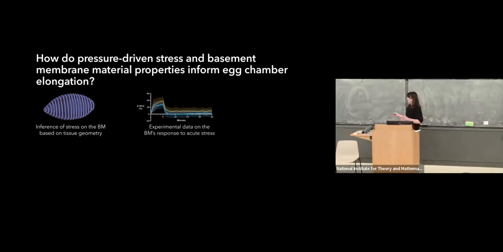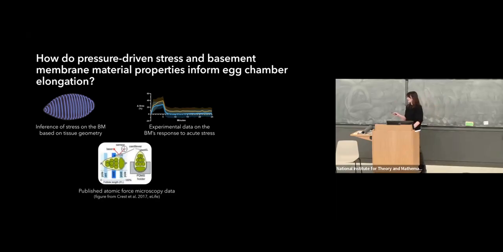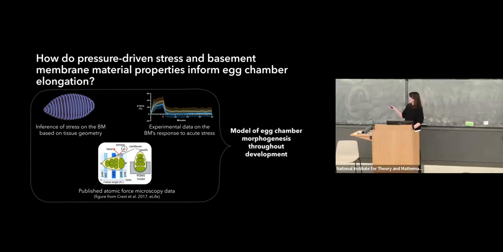I want to combine that with my experimental data on the basement membrane's response to acute stress. So this is going to give us an idea of the basement membrane's in-plane deformation when exposed to stress. And also combine this with data from the literature, primarily atomic force microscopy data, which gives us some stiffness measurements, not in plane, but if you poke the basement membrane like that. And we hope to bring all of this together and develop a model of egg chamber morphogenesis throughout development based on both the inference of stress on the basement membrane, based on the tissue's volume and shape changes, and also what I've now found about the material properties of the matrix.